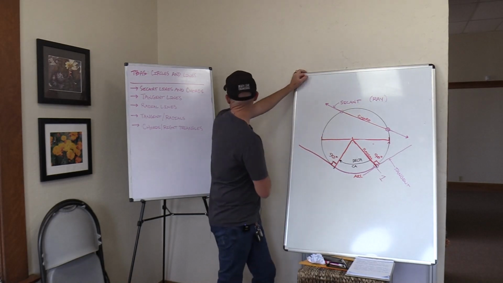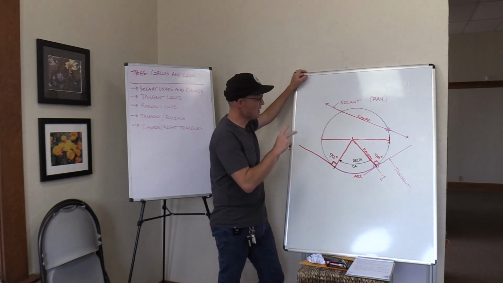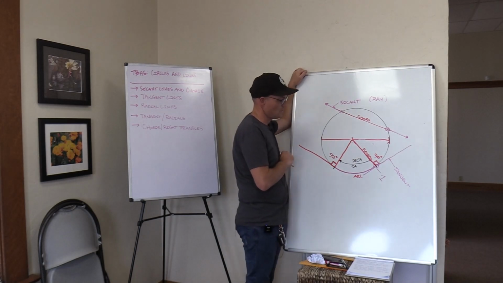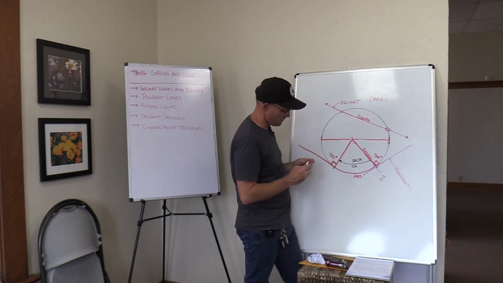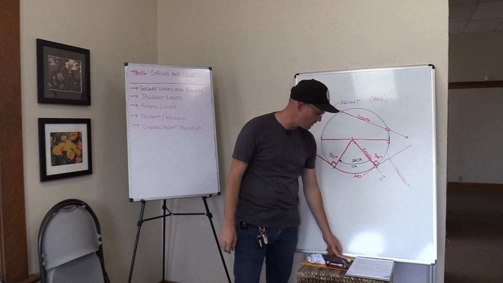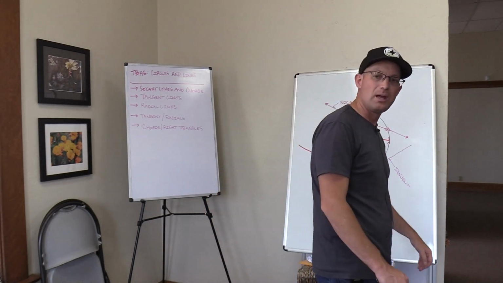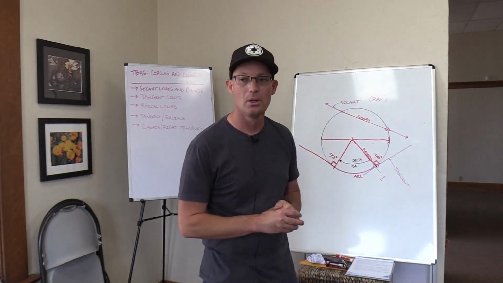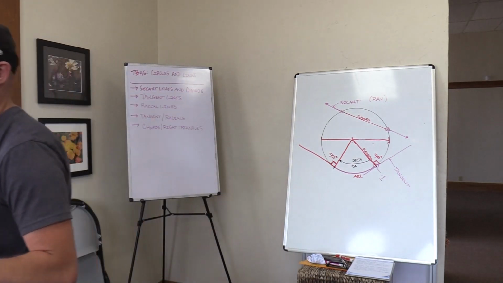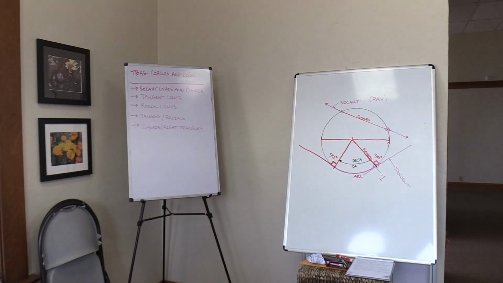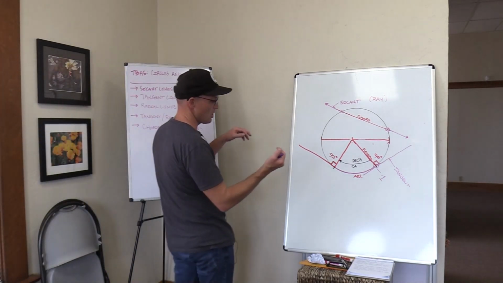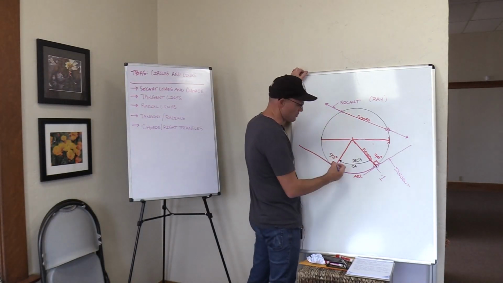Let's see, what else do we want to talk about? All right, we want to talk about chords and right triangles. So I'm going to get a different color here. I'm going to draw in a chord. I'm going to draw the chord of that arc in. And we're going to do a whole other video where we talk about circular arcs and the way surveyors use circular arcs, but this is just an introduction to that.